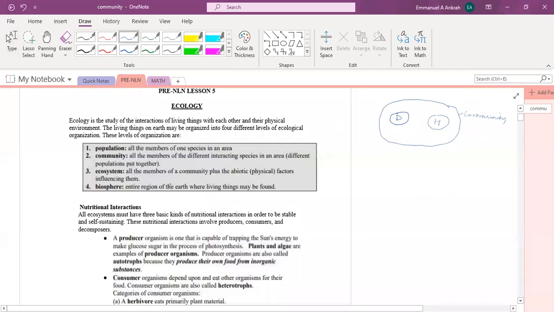Then the ecosystem refers to all members of the community plus the abiotic factors influencing them, so the physical factors influencing them. If you have all the community plus what we call abiotic or physical factors, all this will form the ecosystem.